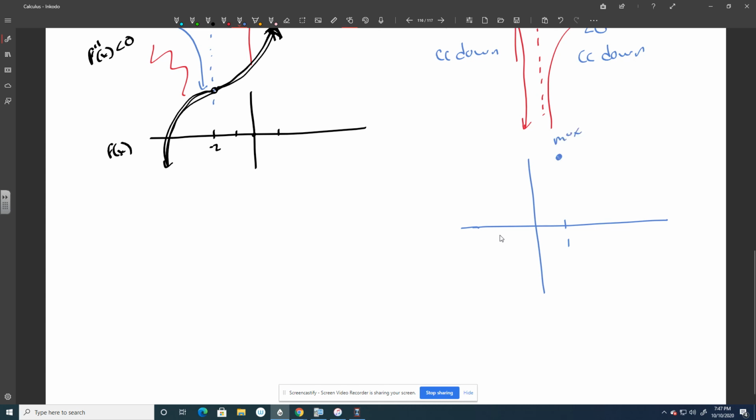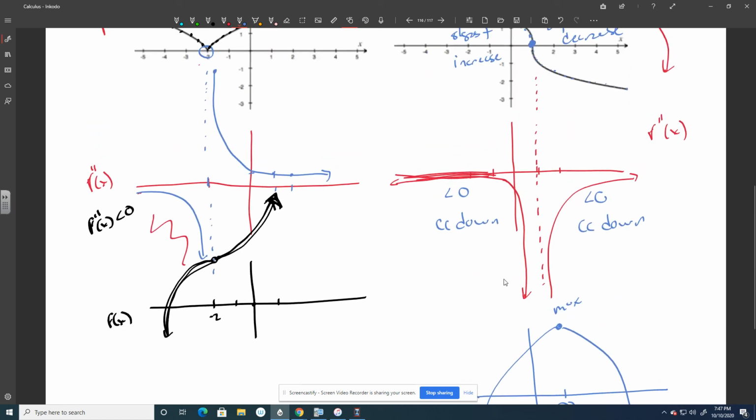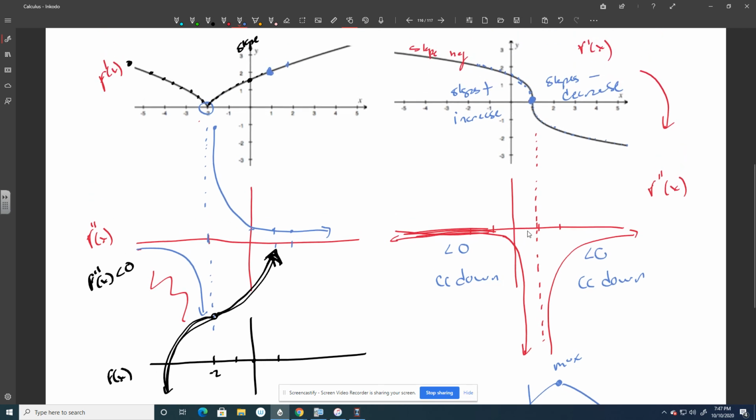And I know that it's concave down to the left, and I know it's concave down to the right. So really, I just have like an upside down parabola of some sort. I don't know where it is. It could be clear down here. But I know that its maximum is at 1, and I know that it's concave down the whole way because these values are all less than 0. And I know that it's a maximum because I go from increasing to decreasing.